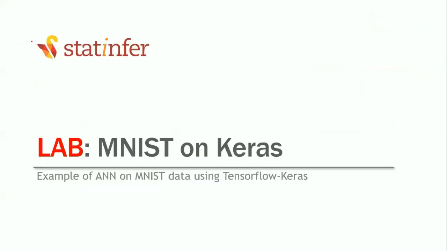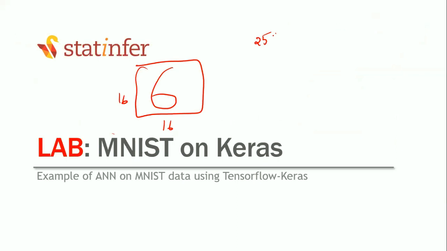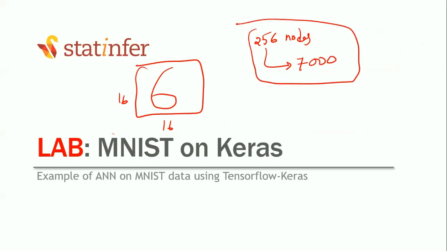Okay. Let us go back to that digit recognition problem. If you remember, the previous digit recognition problem that we worked with was 16 by 16, which was 256 nodes. And we worked with around 7,000 odd records. Do you remember that 16 by 16, 256 nodes were there, 7,000 odd records? That took 200 seconds.